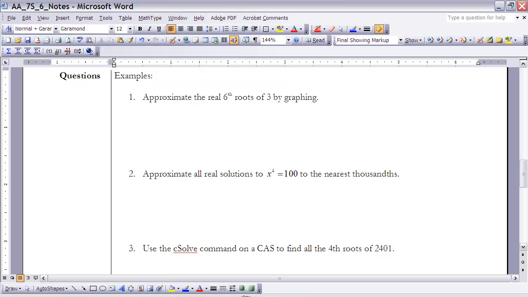So let's take a look at example 1 here. It says approximate the real sixth roots of 3 by graphing. To do that, we're going to graph two functions, y equals x to the sixth and y equals 3, and then find the intersection points of those two functions. On your graphing calculator, why don't you do that at this time? Graph those two functions and then find the intersection points.